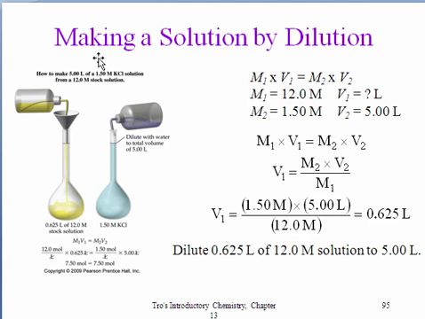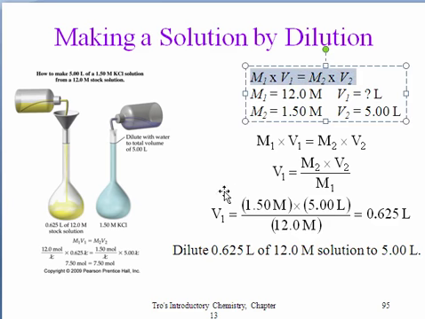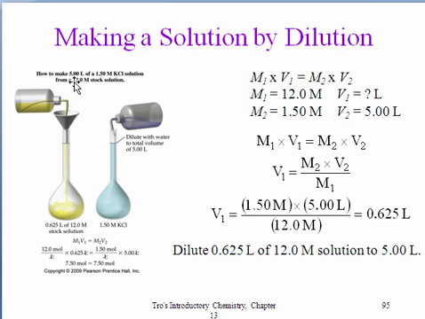So let's have a visual of how we make a solution by dilution. And here's our equation, M1V1 equals M2V2. We're looking at how to make 5 liters of a 1.5 molar KCl solution from 12 molar stock solution. This is what we just calculated in our previous lecture, and we figured out that V1 was 0.625 liters or 625 milliliters. So what we do is we measure out 625 milliliters of our 12 molar.